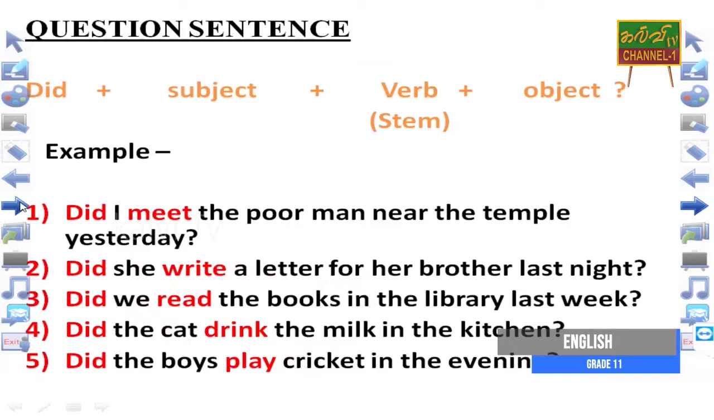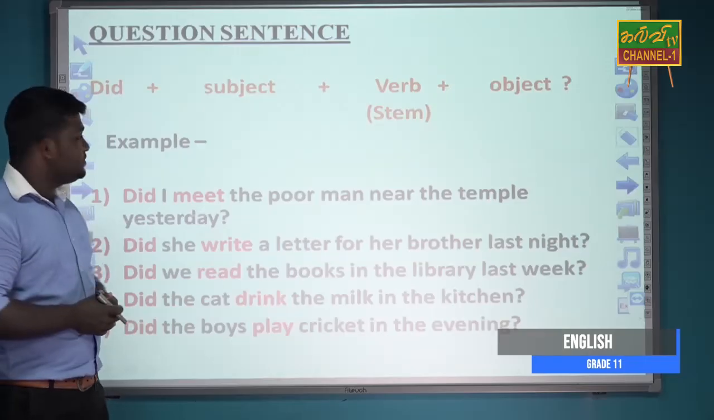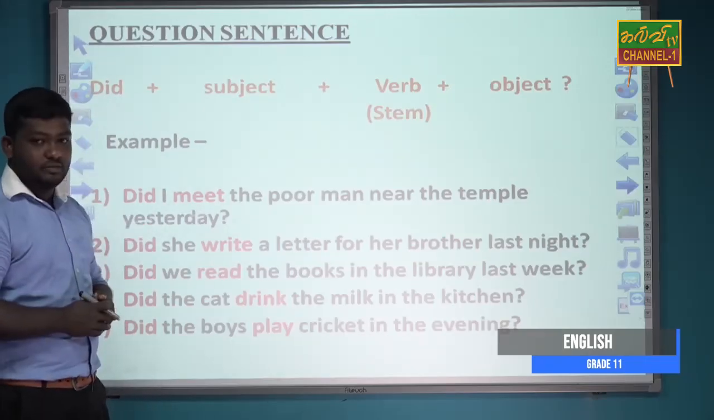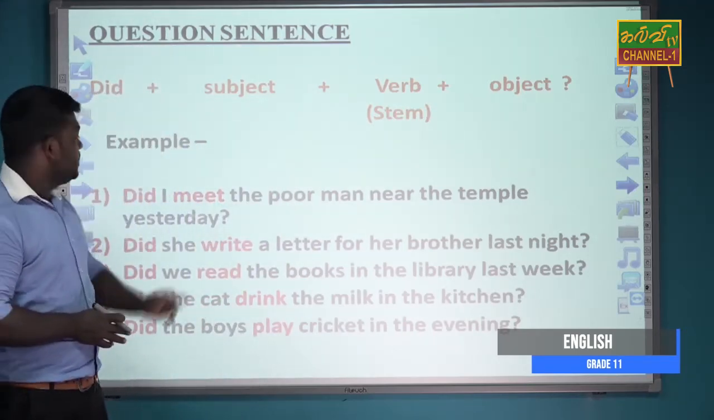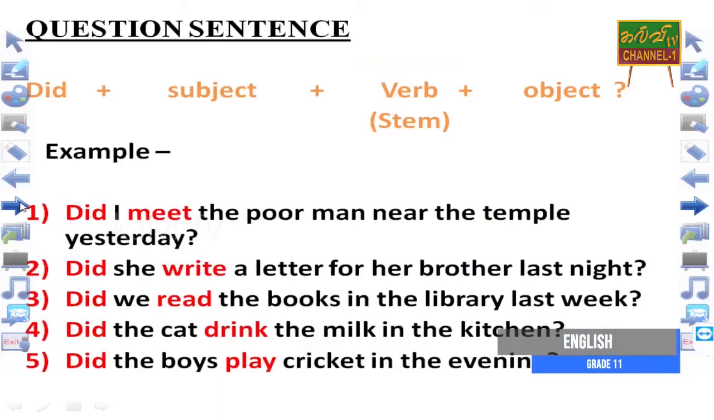And if you look at the question sentence, to make a question sentence, we have to write did in front of the subject, then the verb stem, and finally the object. Look at the example: Did I meet the poor man near the temple yesterday? Did she write a letter for her brother last night? Did we read the books in the library last week? Did the cat drink the milk in the kitchen? Did the boys play cricket in the evening? So here we are using did in front of the subject and the verb stem after the subject.